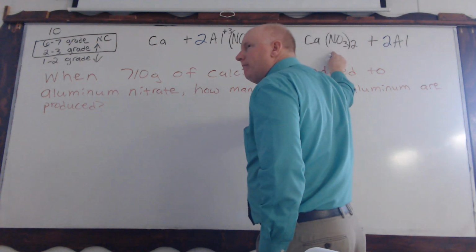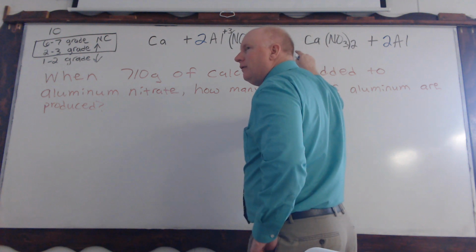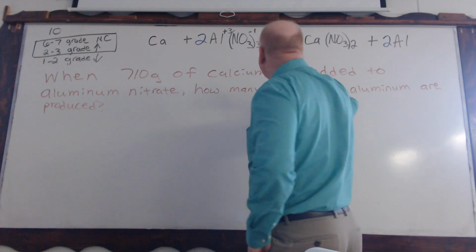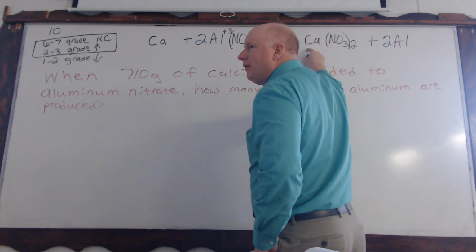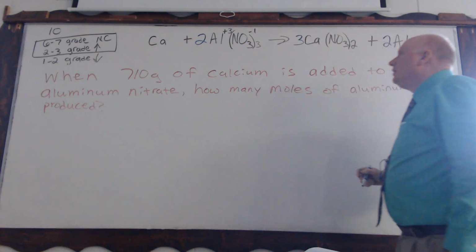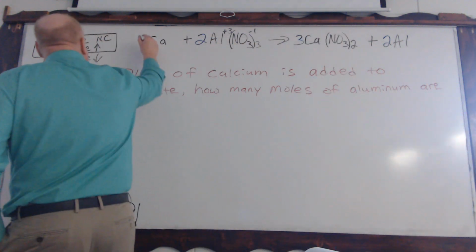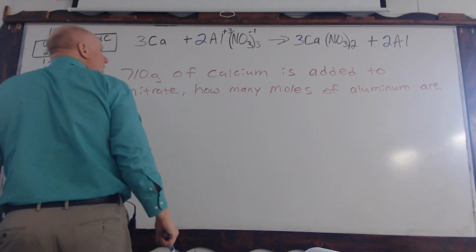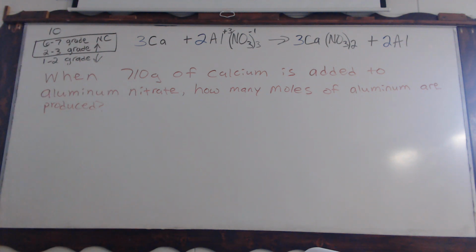Really? 2, 3, 6? 2 times 3, 6? So 2. 3. Okay. Let's try 3 once. Okay. And then you put another 3 in front of the first calcium. All right. Is it now balanced? Yes, I believe so. Okay, so now we've got 710 grams of calcium.